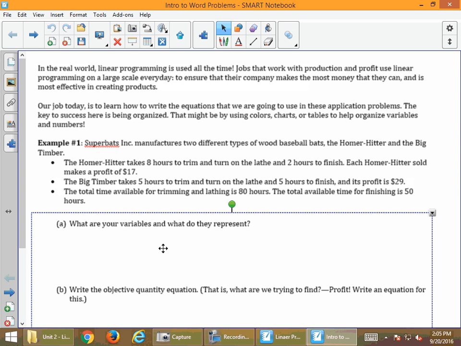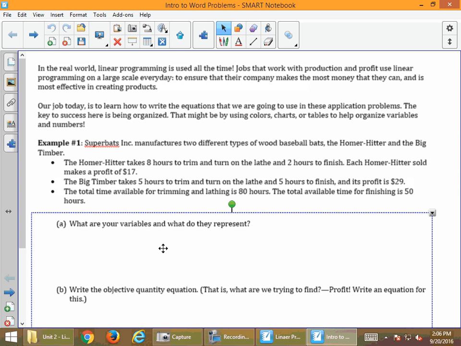So in the real world, linear programming is used all the time. Jobs that work with production and profit use linear programming on a large scale every day. My fiance works in the fraud department at Huntington, and they use linear programming all the time. We've used it in previous jobs as well. We're not lying. People use this stuff.